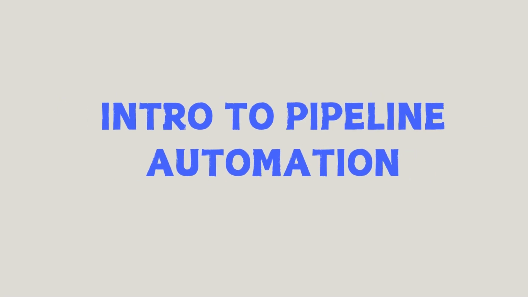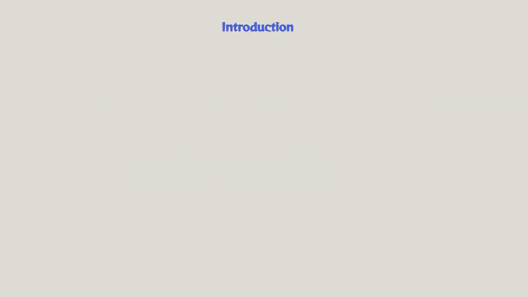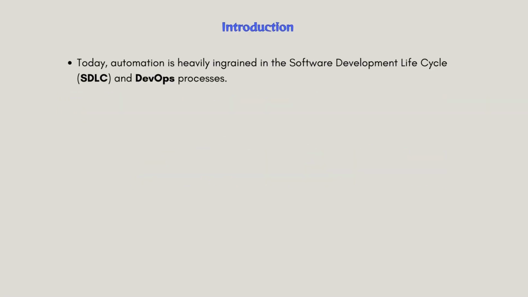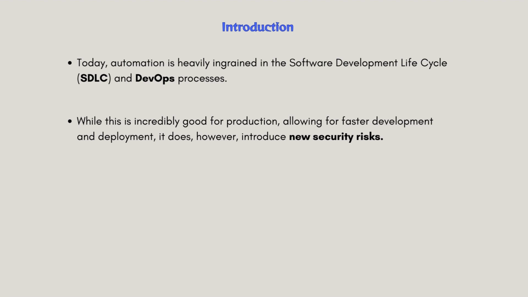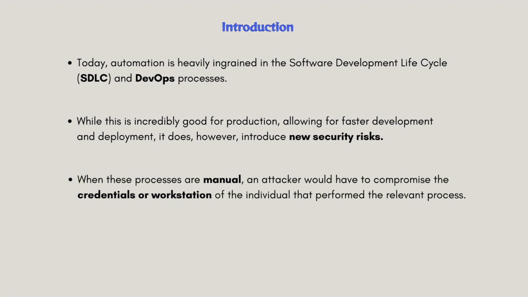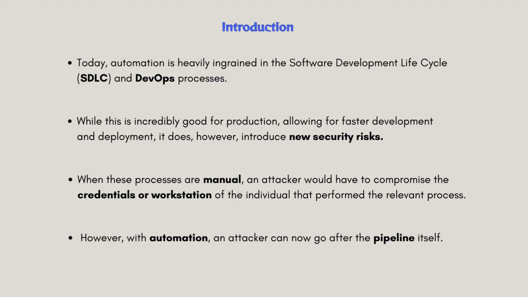Intro to Pipeline Automation. Introduction. Today, automation is heavily ingrained in the software development lifecycle, SDLC, and DevOps processes. While this is incredibly good for production, allowing for faster development and deployment, it does, however, introduce new security risks. When these processes are manual, an attacker would have to compromise the credentials or workstation of the individual that performed the relevant process. However, with automation, an attacker can now go after the pipeline itself.